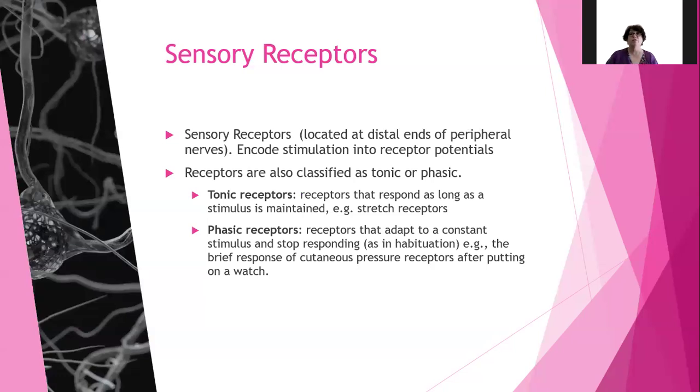So tonic receptors are receptors that respond as long as a stimulus is maintained. So they don't accommodate or stop responding. They don't adapt to a constant stimulus. As long as you've got the stimulus going, they're going to respond. Phasic receptors, on the other hand, do habituate and adapt to a constant stimulus and stop responding.